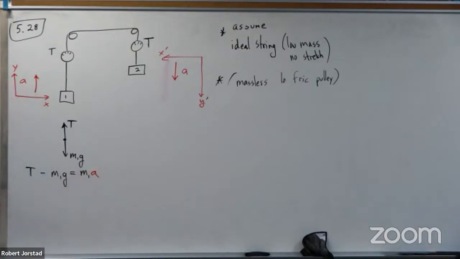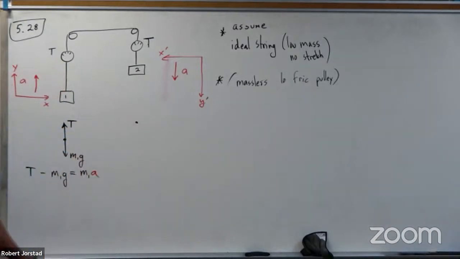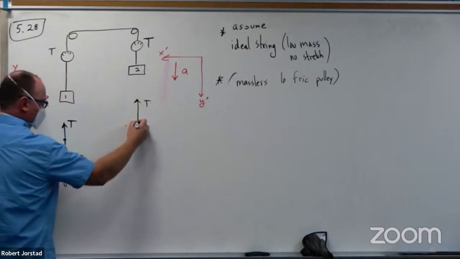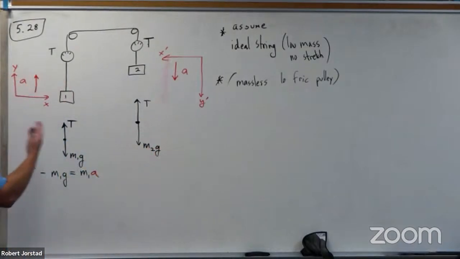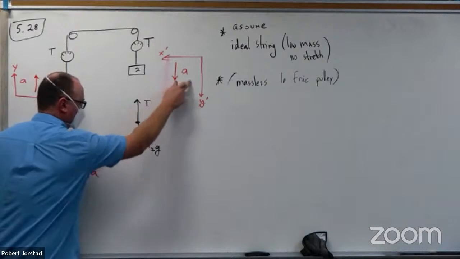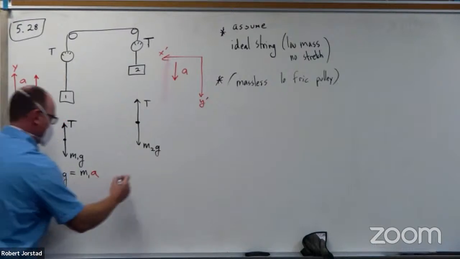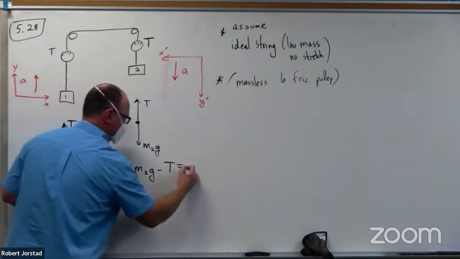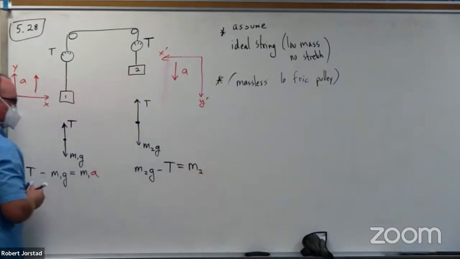All right. Give me a force on object two. Same tension up. What else? M2G down. What's the force equation for this one? Careful. What is it? Speak up. You got it. M2G minus T equals M2A. Negative M2, careful.